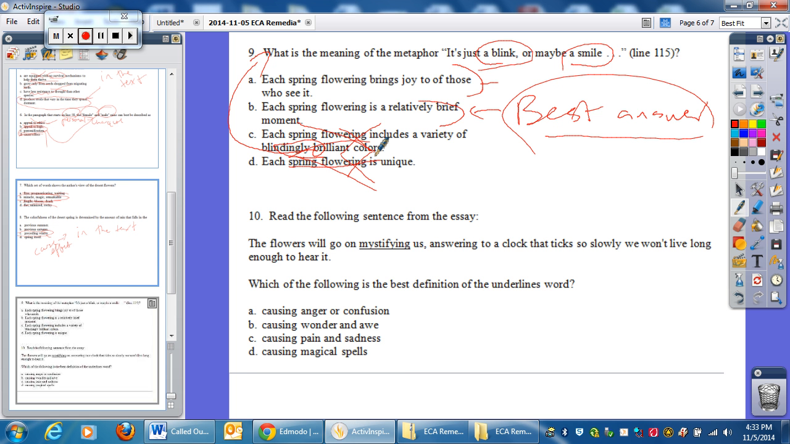Read the following sentence from the essay. The flowers will go on mystifying us, answering, etc. Okay. A is believable because mystifying can be causing anger or confusion, but in the context of this article, is mystifying a negative thing for the flowers or a positive thing? Positive. It's positive. So in this context, that by far is the best answer. I hope this lesson was illuminating.